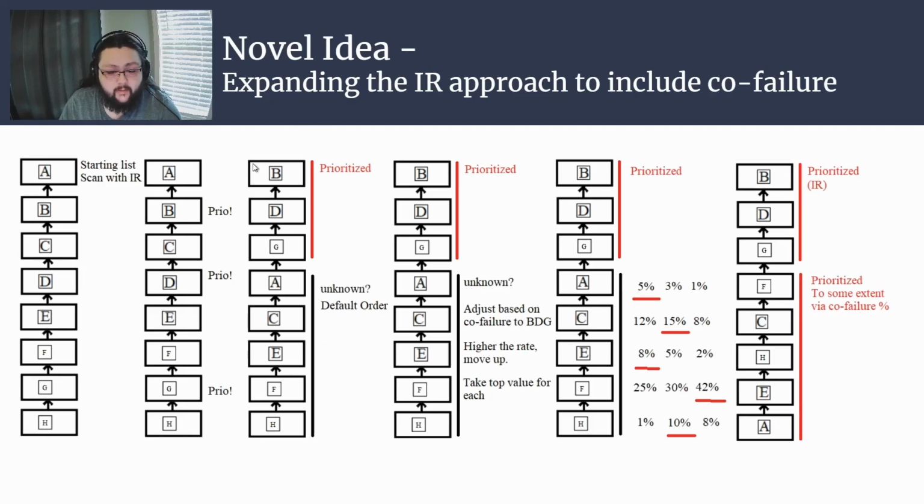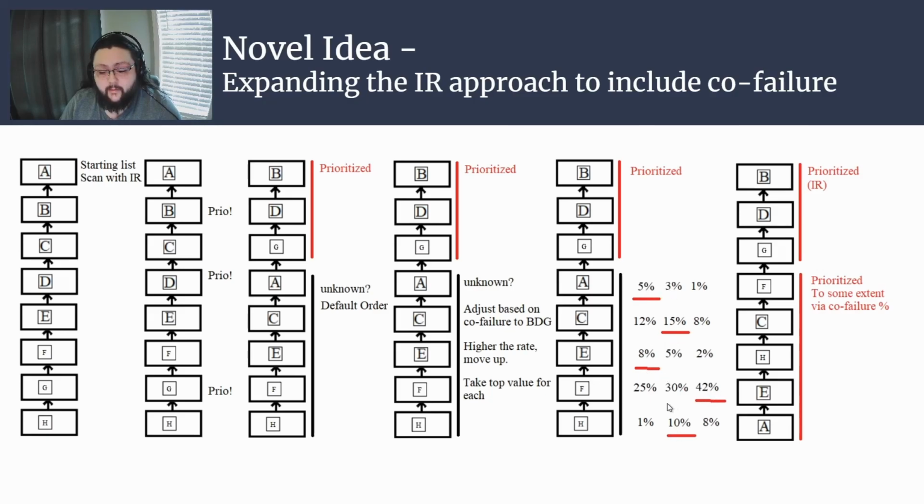We push those to the top and then push the others down. Now right here in this block, this is where the IR approach would end, and you would run the test cases exactly like this. For our novel idea, we believe that after you use the IR approach, you can then use the concept of co-failure to organize these items all below it. So for all these ones below it, what if you found the co-failure rates for the items up top that were a priority? You could find all of these rates and then pick the highest ones.